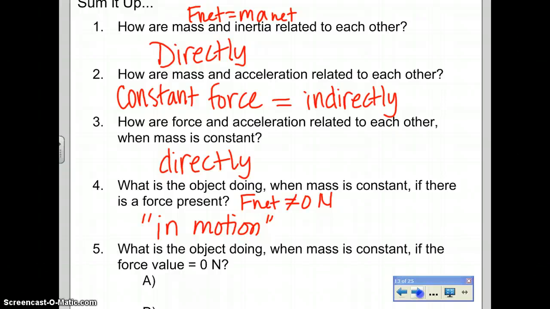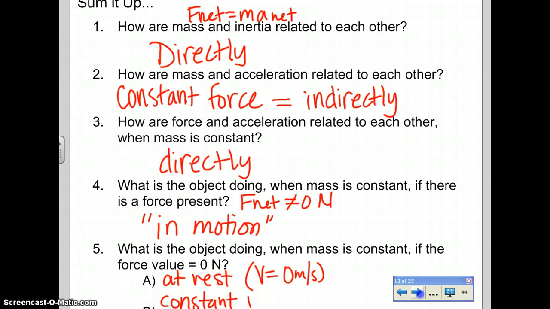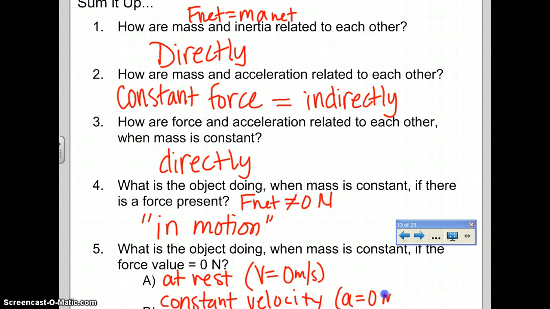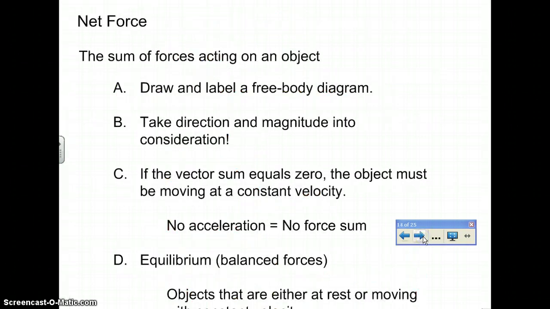One of two things, and I apologize that it's cutting off the bottom here, but it's either at rest, and that is because velocity does equal 0 meters per second, or it is moving at a constant velocity. And if you're moving at a constant velocity, your acceleration is 0 meters per second squared. Same thing up here, guys. Your acceleration would be 0 meters per second squared if your velocity was 0. That should make sense.